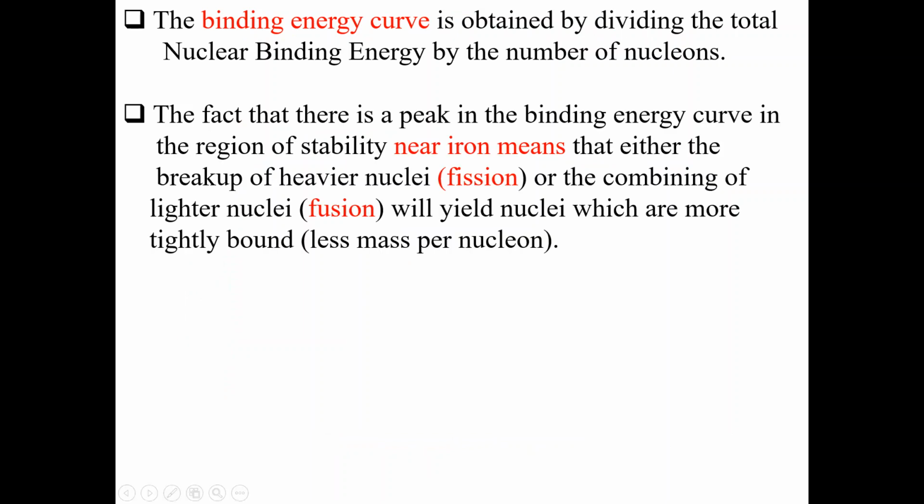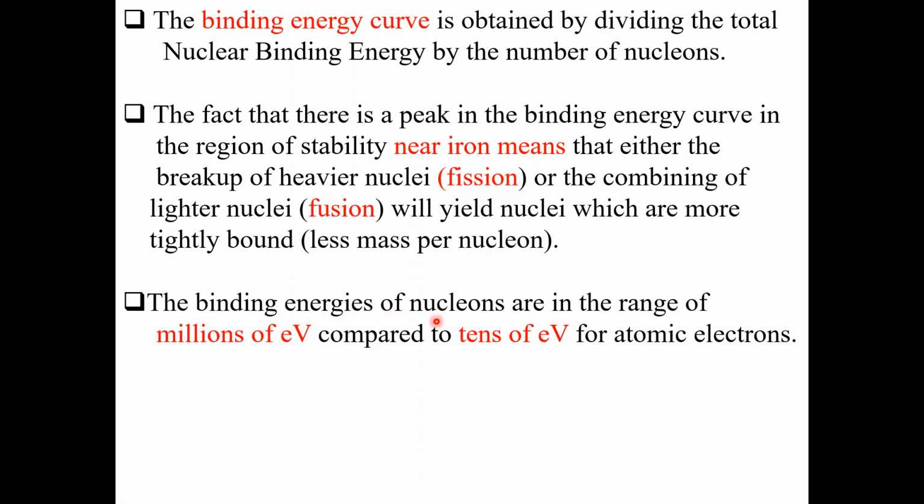This is the region of particular importance, around iron. That is why it is mentioned that there is a peak in the binding energy curve in the region of stability near iron. It means that either the breakup of heavier nuclei, which we call fission, or the combination of lighter nuclei, which we call fusion, will yield nuclei which are more tightly bound, that is, with less mass per nucleon.